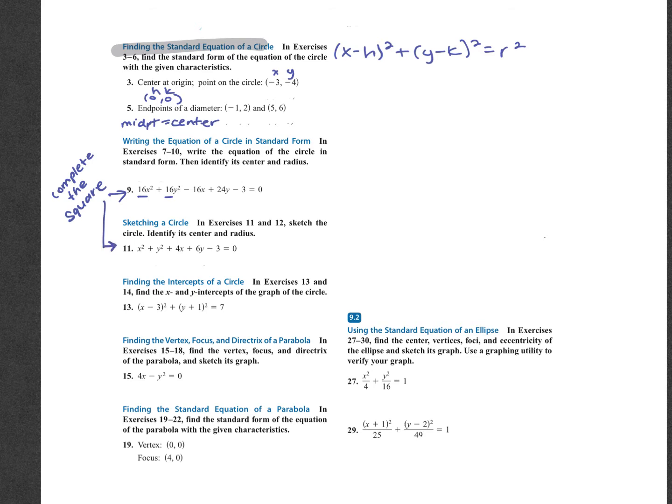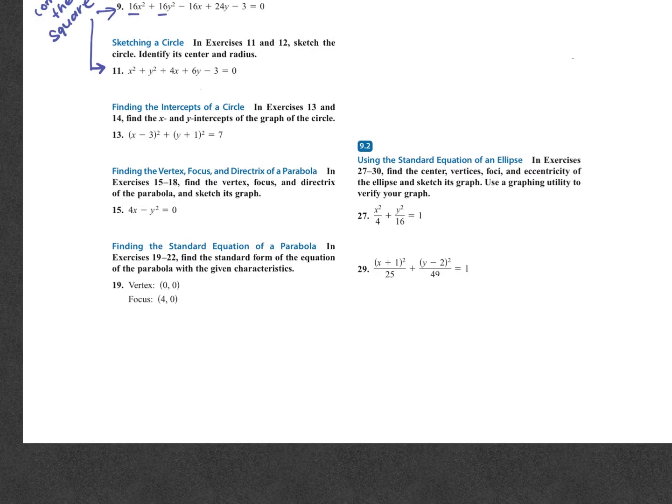For 11, you also have to complete the square. For 13, you're finding the x and y intercepts, so you're just plugging 0 in for each one. So all of that is circles, and then it switches to parabolas.